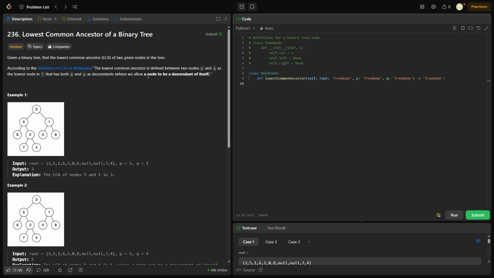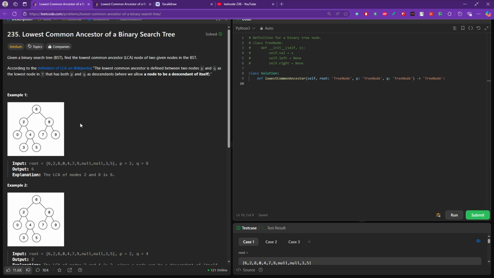Whereas in LeetCode 235, where the tree is sorted, we know where we can go, left or right, right? If P and Q are both greater than the current node we're on, we just go right in the subtree, because we know that all the values in the right subtree are going to be greater than the value we're on right now in a particular node. Meaning, let me just show you, rather than speaking, right?